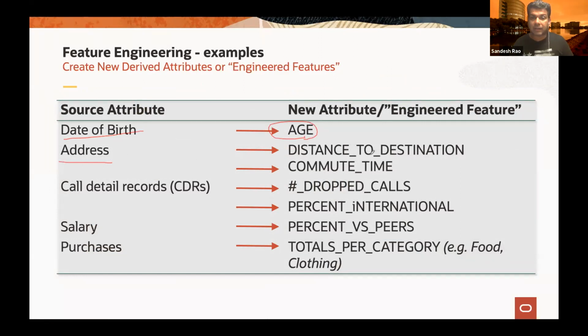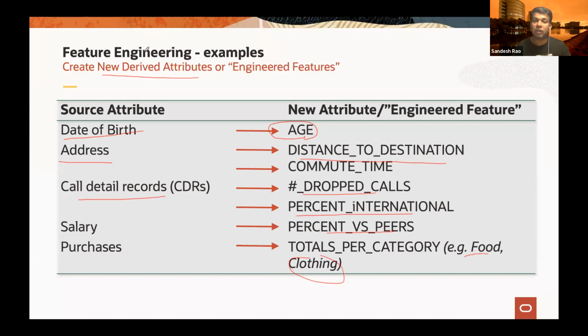Instead of address, I calculate how much you commute, because that's more interesting versus where you stay. From the calls, I find out how many times your calls are dropped and what percentage of those calls are international calls. From a salary, I try to calculate a percent versus your peers. It means how much money you make relative to your peers, versus your salary in itself, which is not as interesting. And from purchases, I'm trying to find out how much you purchase on clothing and food. This is called derived attributes.